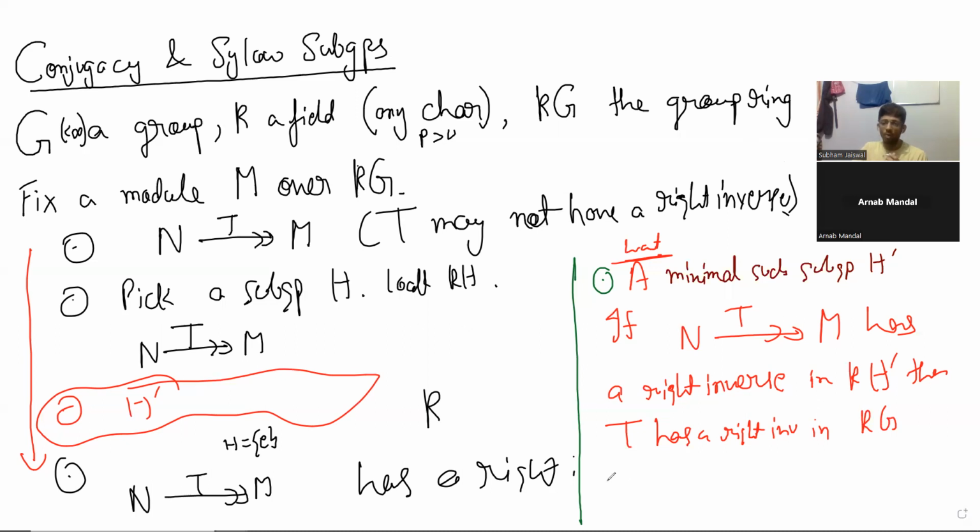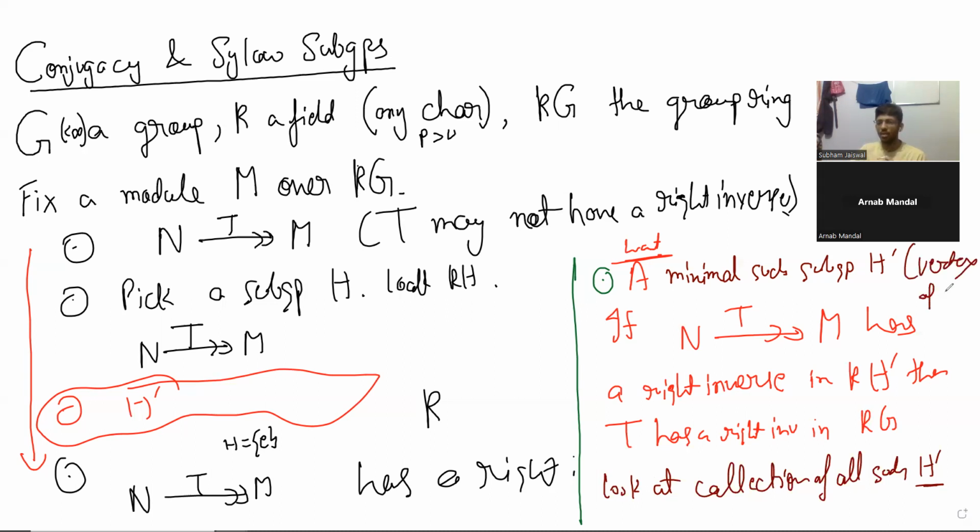Okay. Now you look at the collection of all such H prime. And the claim is that these are all conjugate to each other. This is called a vertex. It is called a vertex of M.